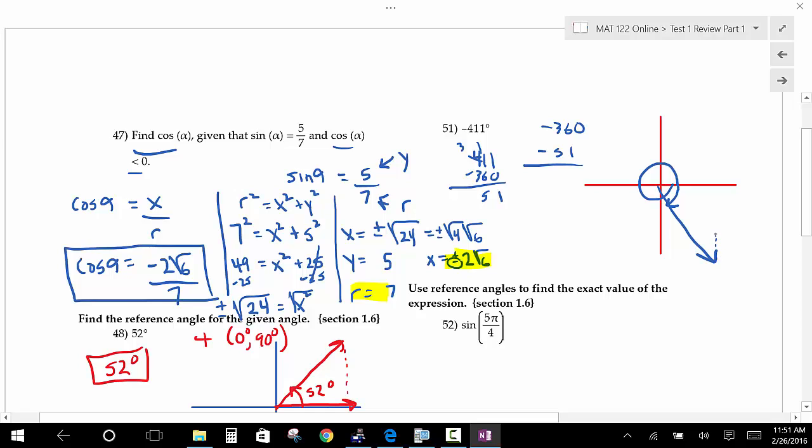So let's see. Again, draw that reference triangle up to the x-axis. That angle is 51 degrees. It's not negative 51, it's 51. Reference angles are always positive. Be sure that you pay very close attention to that when you're doing your exam.